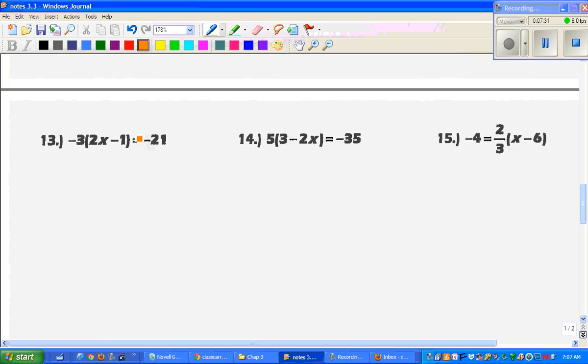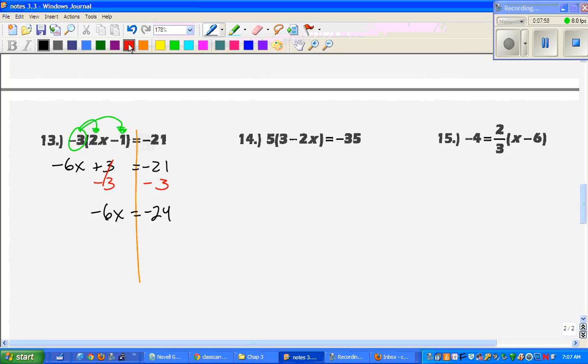Okay, now we are adding the distributing to this. Negative 3 times 2x gives us negative 6x. Negative 3 times negative 1 gives us positive 3. Okay. Inverse operations right there. We're left with negative 6x equals negative 24. Divide by negative 6. X equals 4.